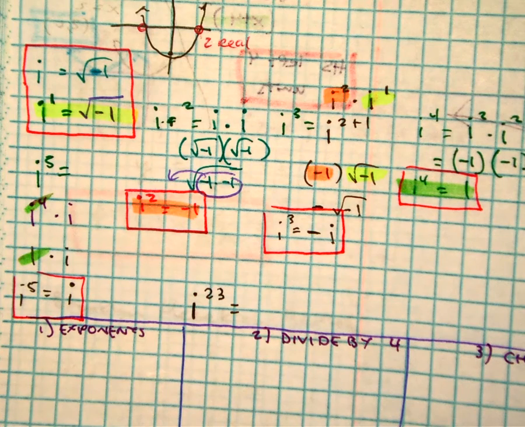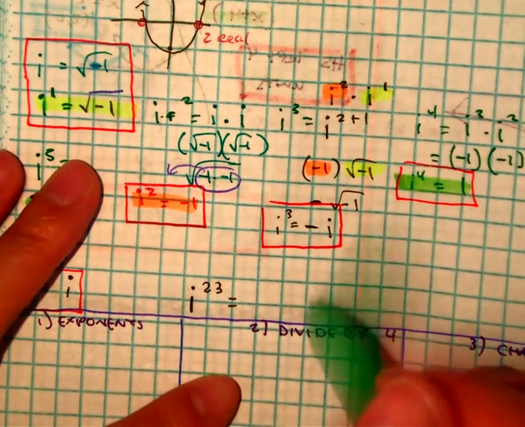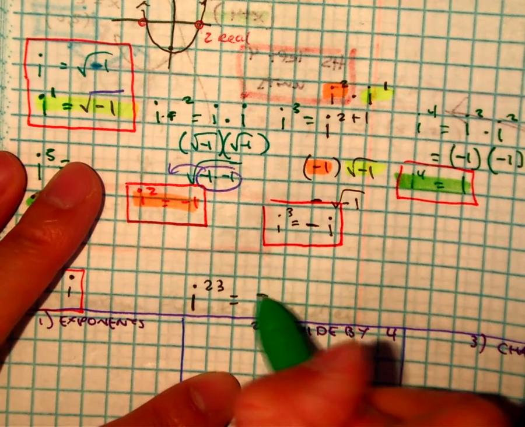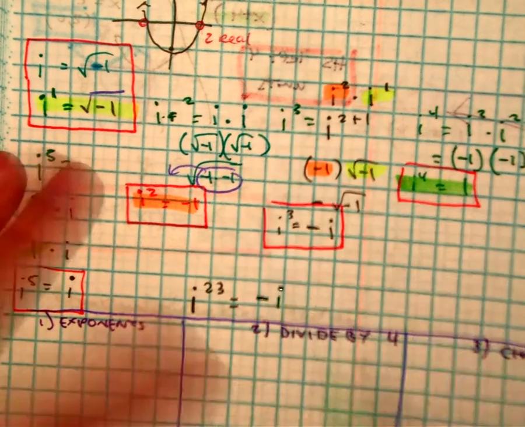Let's go over this. Who got an answer? What'd you get? Negative i. Raise your hand if you got negative i. Negative i is correct. How'd you find that?